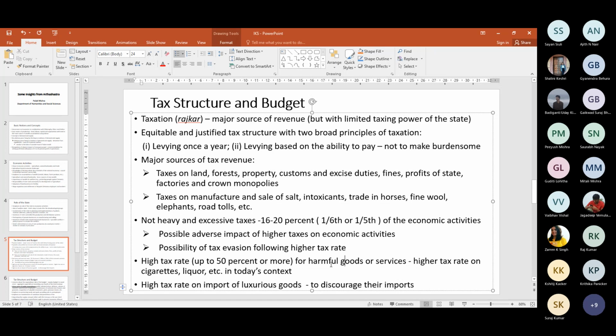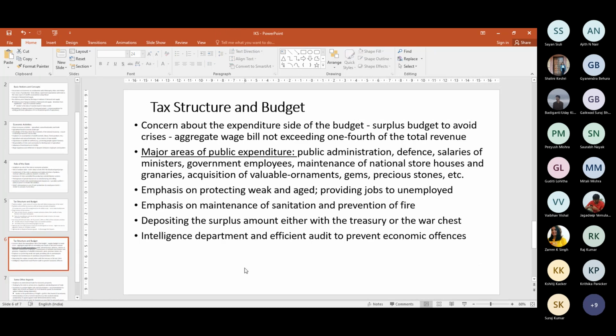Now, if we move to the next aspect, it is basically the same continuation of tax structure and the budget, but basically on expenditure. In Arthashastra, concerns were raised about the expenditure side of the budget, and it was recommended to have a surplus budget to avoid various crises. In particular, it was pointed out that the aggregate wage bill shouldn't exceed 1/4 of the total revenue of the state.